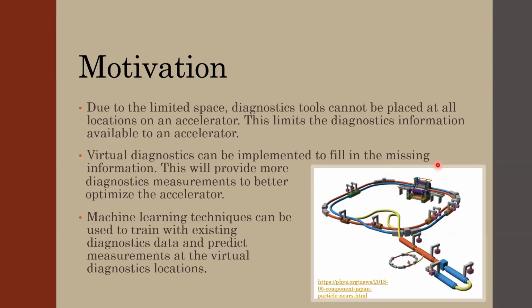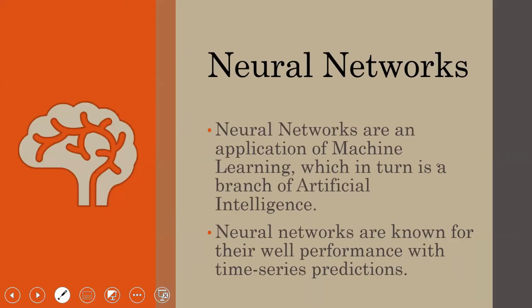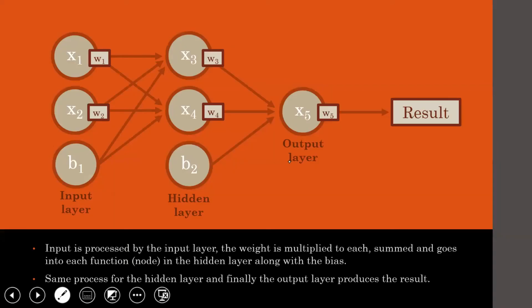so you can know exactly where the error occurred. So we use neural networks because they are known for their good performance in time series predictions. And as you may know, they are an application of machine learning, which in turn is a branch of artificial intelligence. On a general spectrum, this will be the shape of a neural network. So you have different layers. Each layer contains nodes. These nodes can have functions. In this case, the bias is just a number.